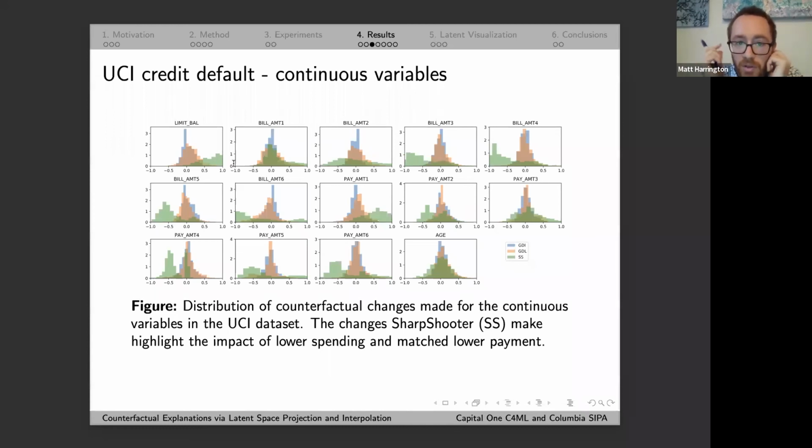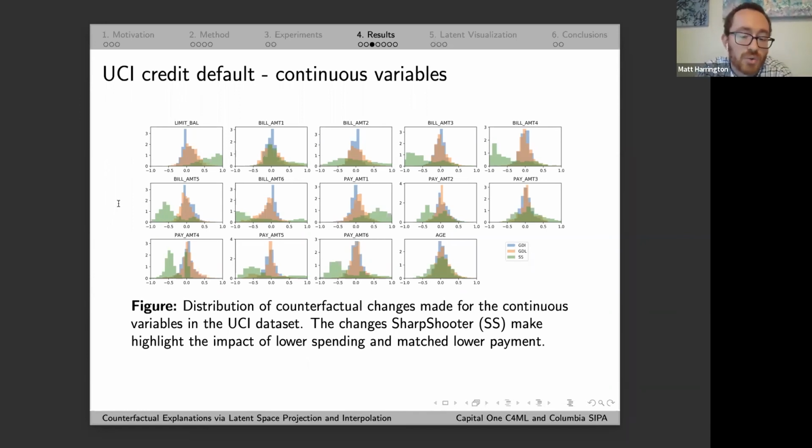And then you can see these bill amounts. The way this data set worked was they measured them each month for a number of months prior to when they realized the default or not default. And you can see that in general, SharpShooter is shifting all of the later bill amounts downward. So maybe the presumption is that if you had less bills, you are less likely to default. That doesn't sound too unreasonable.